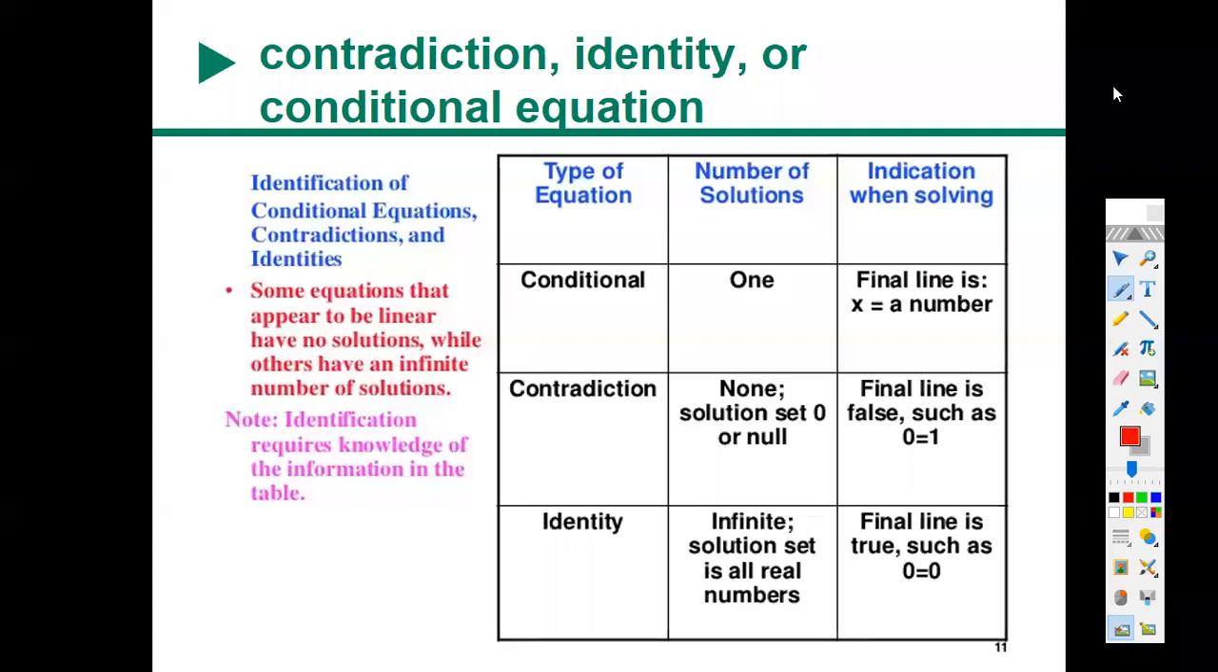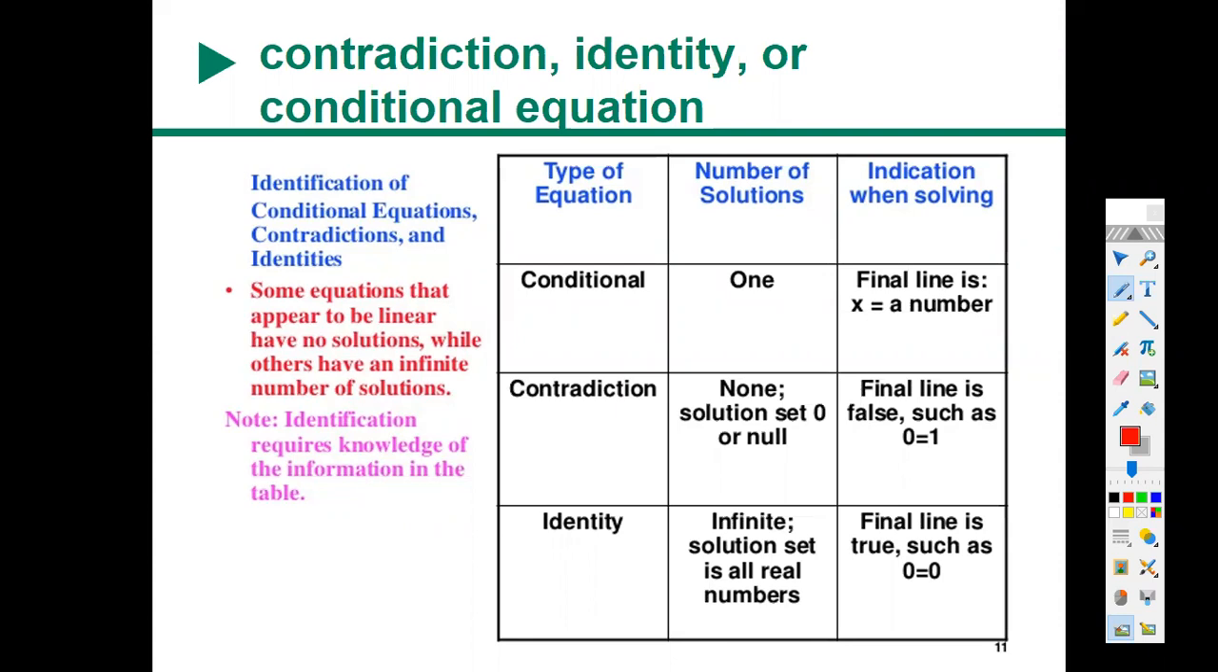Yep. All right, here we go. We're going to talk about contradiction, identity, or conditional equations, okay? A conditional equation means that you have one solution, x equals a number. Does that make sense? Okay. A contradiction means that you have none. There's no conclusion. It's a false statement.